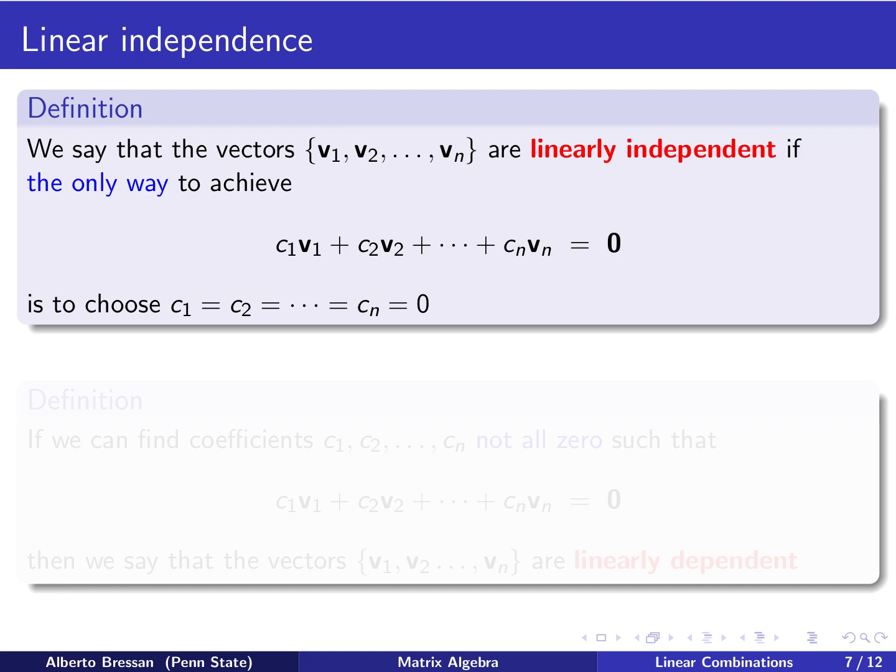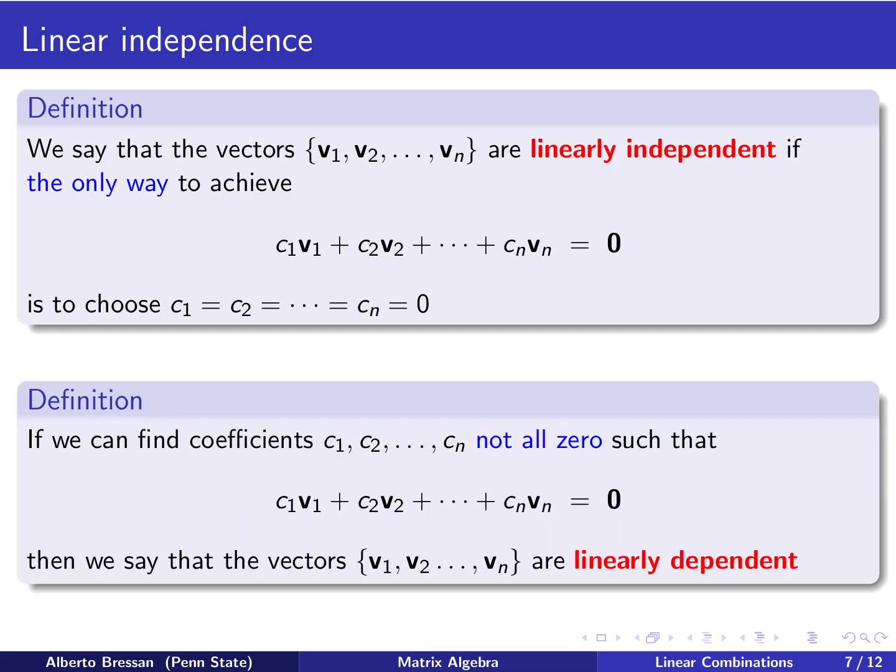So a linearly independent set of vectors has the property that that is the only choice of coefficients that will make this sum 0. On the other hand, if for some coefficients C1, C2, ..., Cn, not all 0, it's very important, we can find one set such that this equals 0, so this is otherwise, not the linearly independent case. If that is the case, then we say that this set of vectors, they are linearly dependent.